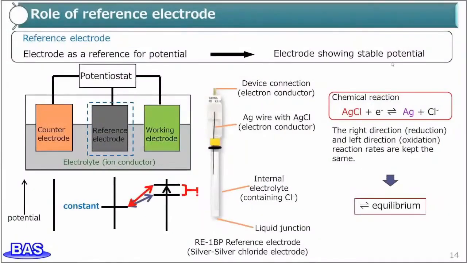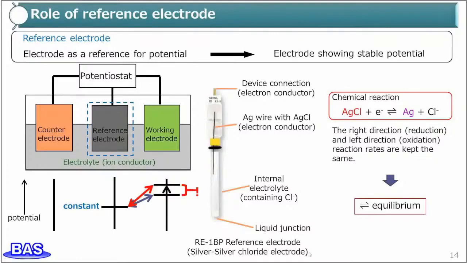Next, in this section, we will briefly explain the features of the reference electrode. The reference electrode is an electrode used in a three-electrode system to define the potential of the working electrode. The most important feature required of the reference electrode is that it must exhibit a stable potential. By showing a constant potential, it becomes possible to observe the desired reactions by specifying the voltage applied to the working electrode with a potentiostat.